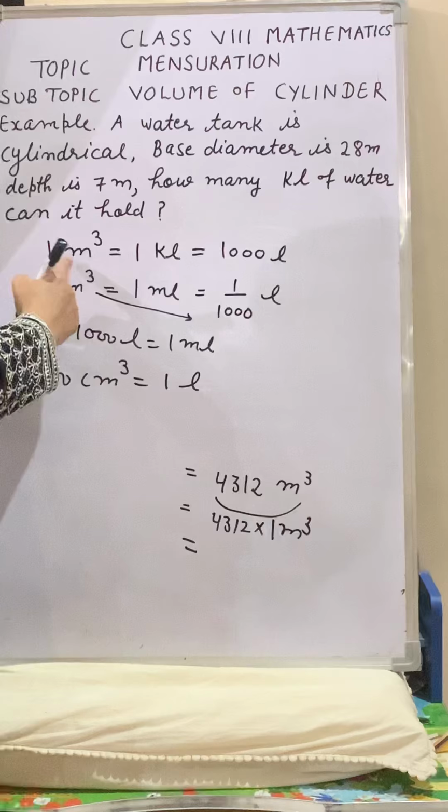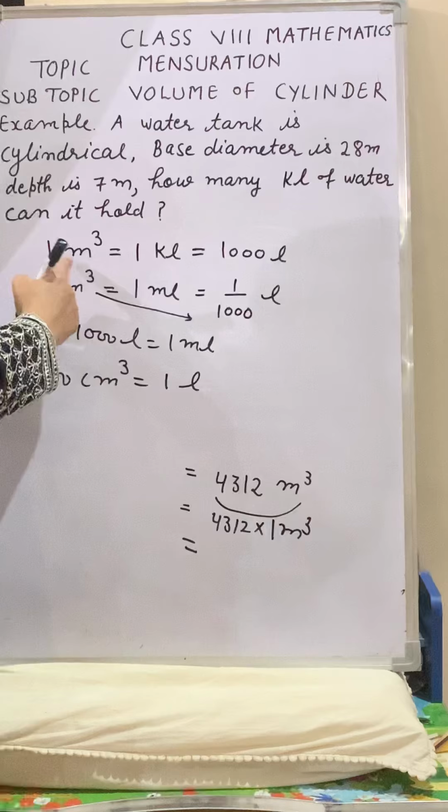Base diameter is 28 meter. You can find out the radius. You can denote radius by small r. 28 by 2, which is 14 meter. Depth, denote by h. Depth, small h is 7 meter.